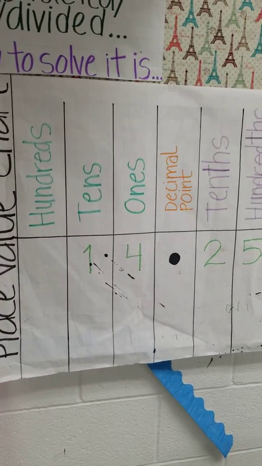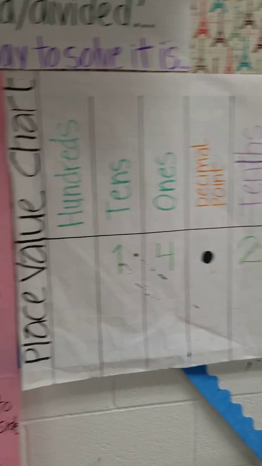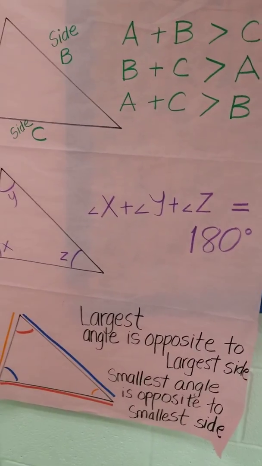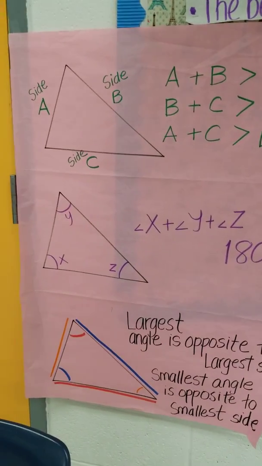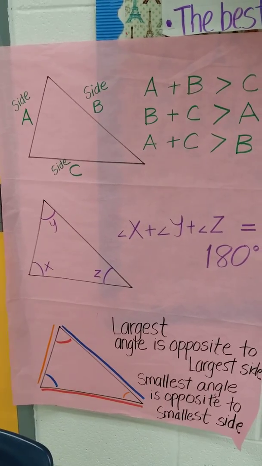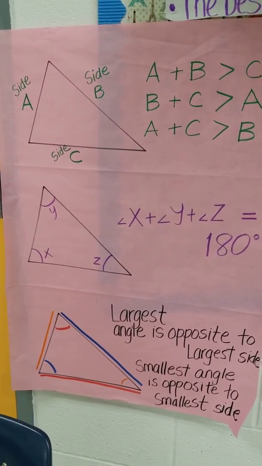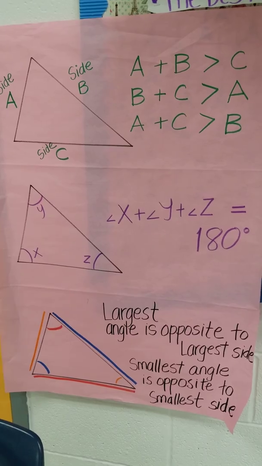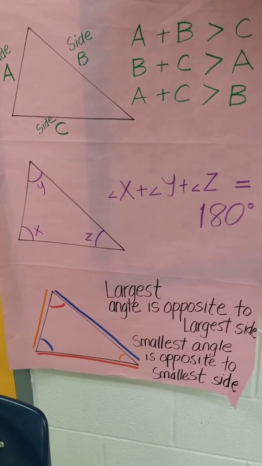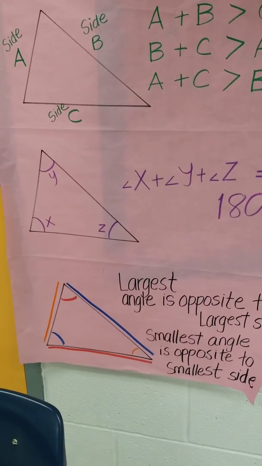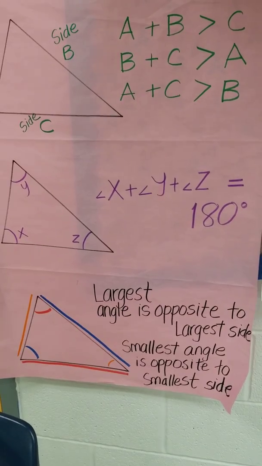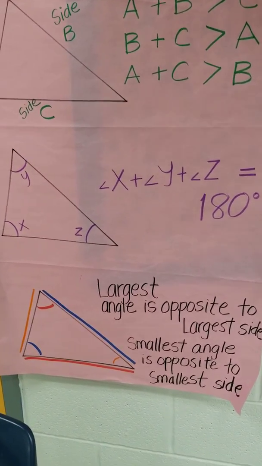Also, we have the place value over here. 100 tens, 1 decimal point, tens, hundreds, thousands. And over here on this pink one, we have the triangle theorems. The first one is the inequality theorem. So the two of the sides, when you add them, need to be greater than the third one. The three angles of any triangle measure 180 together. You add them, it's 180. And then the opposite side of the angle. The largest angle is opposite to the largest side, and the smallest angle is opposite to the smallest side. You have it over there.